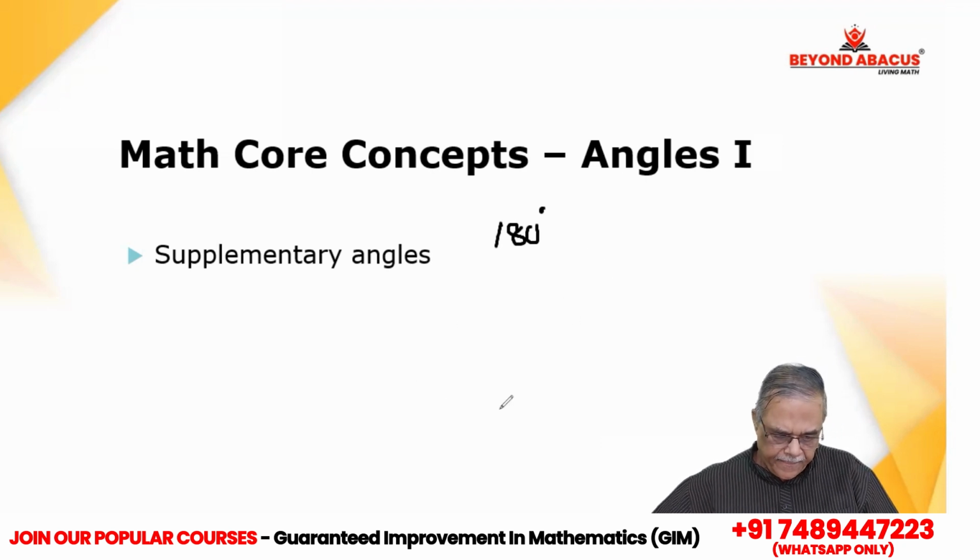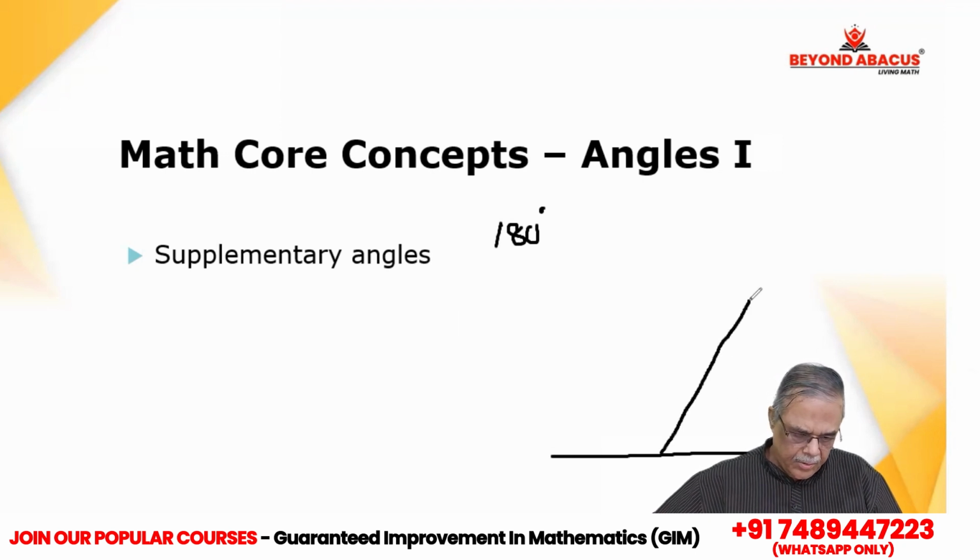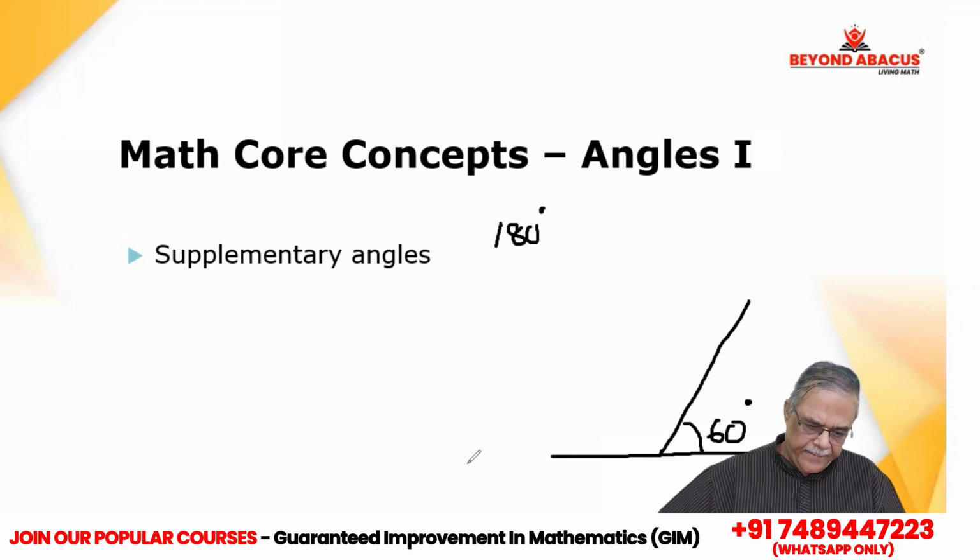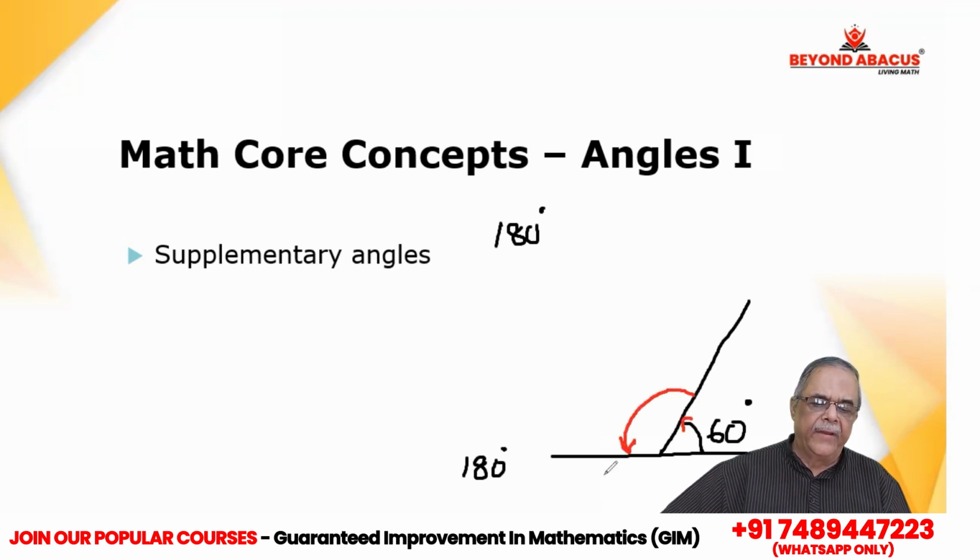Like I have one angle here. Now suppose this angle is 60 degree. So this is my 0, this is my 180. Now how much more it has to travel? It has reached here to make it 60. How much more it has to travel here to make it 180?